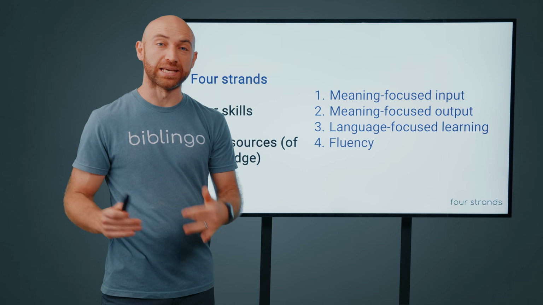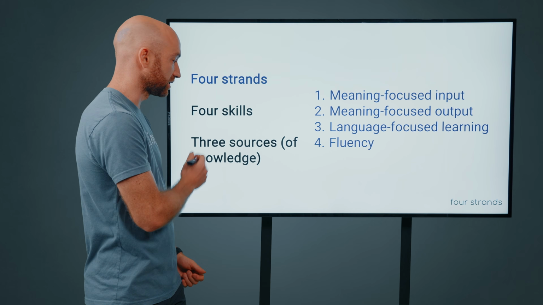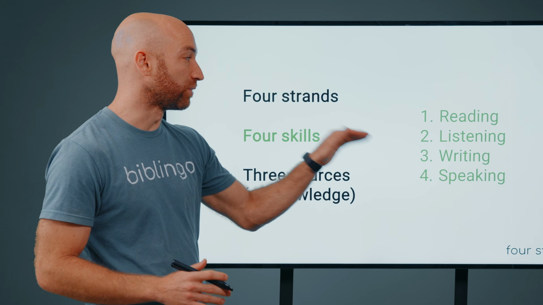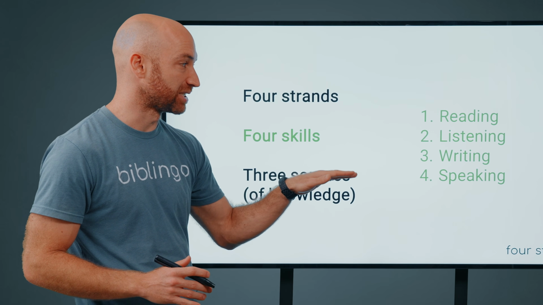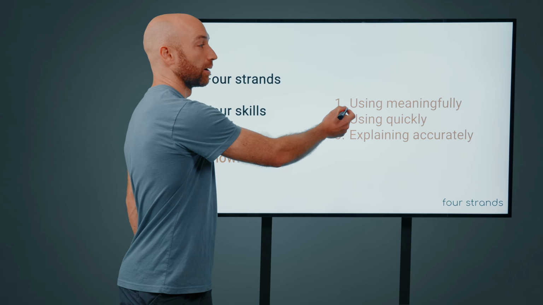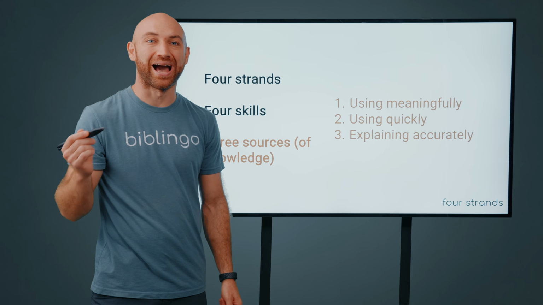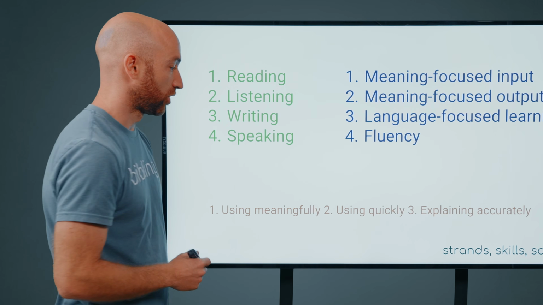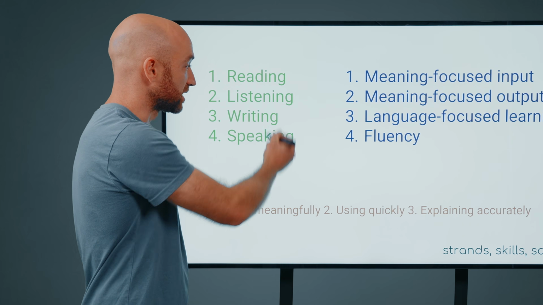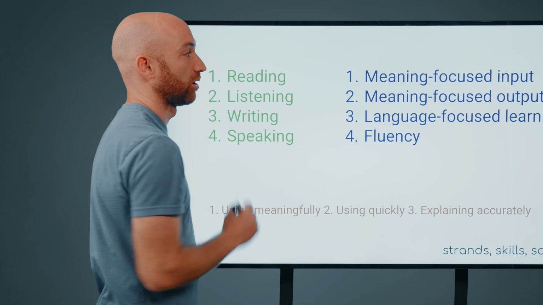We're gonna go through each of these strands and how they relate to these 4 skills and the 3 sources in a second. So the 4 skills are reading, listening, writing, and speaking. And the 3 sources of knowledge, what we're gonna say is using meaningfully, using quickly, and explaining accurately. So those are our 3 sources of knowledge. I put them on the bottom here. Our 4 language skills are here, and our 4 strands of language learning are here.